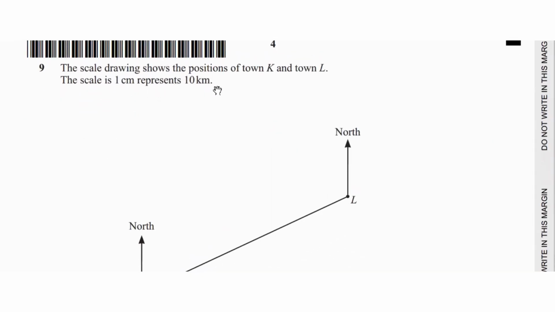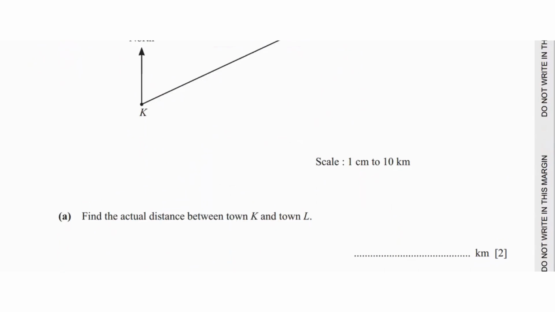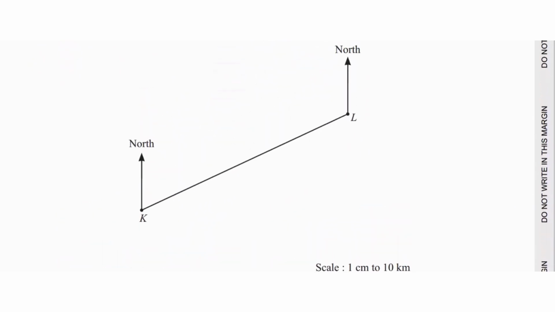Question 9 says a scale drawing shows the positions of town K and town L. The scale is 1 centimeter represents 10 kilometers. Find the actual distance between town K and town L. So to find the actual distance, what you will do is measure this distance using a ruler and then multiply that distance by 10 kilometers. And that would give you the actual distance in kilometers.